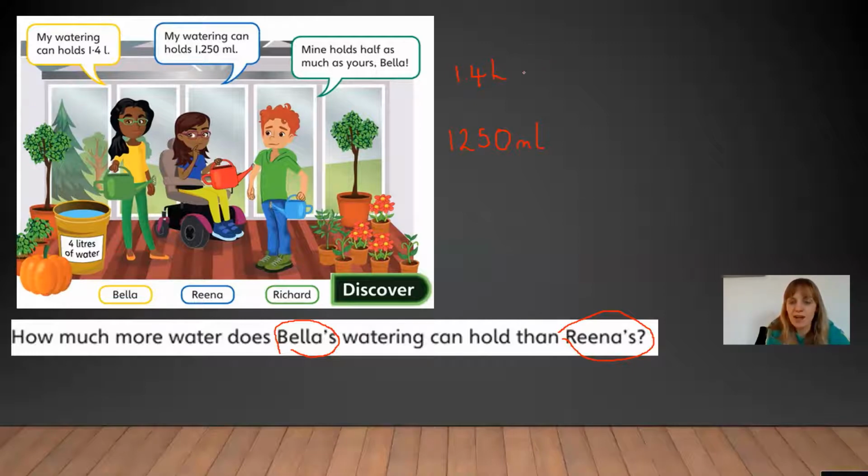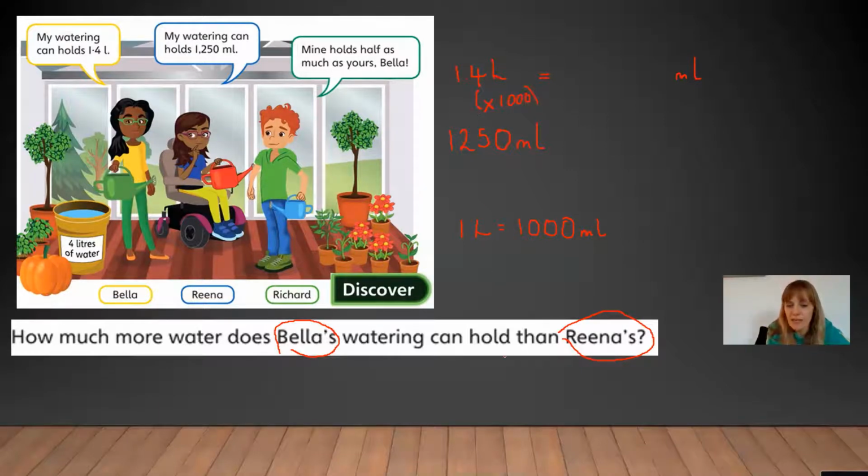So in this case, I think what we need to do is convert Bella's 1.4 litres into millilitres. Now, let's just remember, we've got 1 litre, we've got 1,000 millilitres. So we're going from the larger units of litres into the smaller units of millilitres. So this time we're going to have to times by 1,000 to convert here.